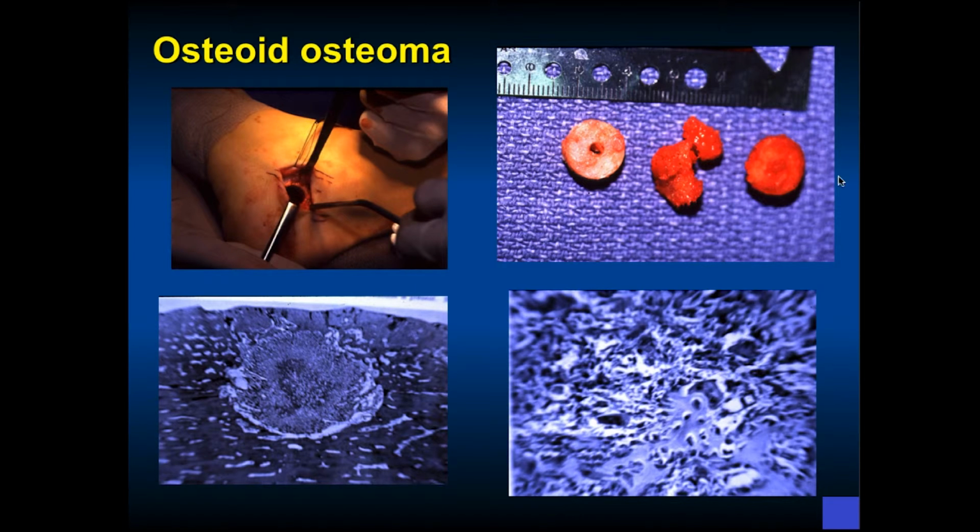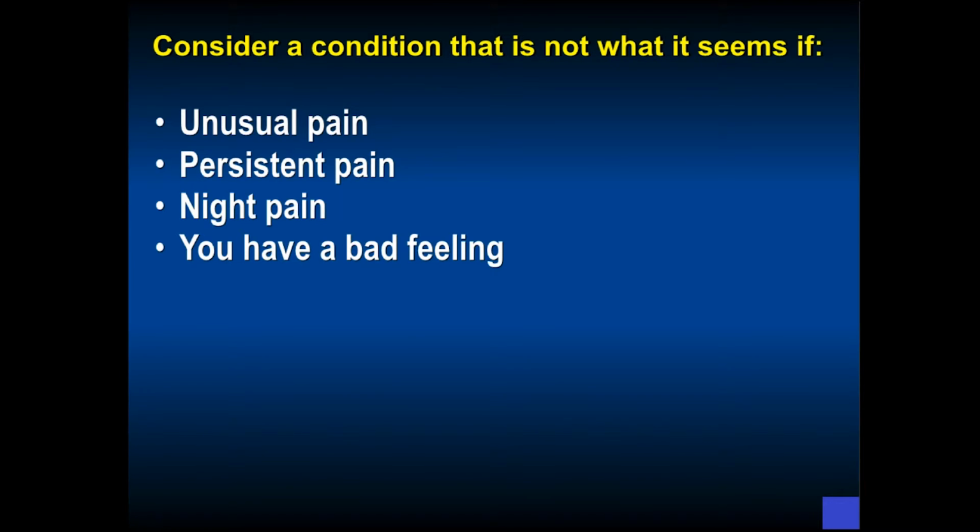A Cloward drill was used to take this tumor out, and this has been called cherry caviar, so soft on the inside. This is the cortical bone. Didn't bone graft him, he ended up doing fine. This is what the classic osteoid osteoma looks like. And his excisional biopsy was successful, pain went away, and he was able to sleep. Consider a condition that is not what it seems if it's a bit unusual, persistent pain, night pain, or you just have a bad feeling, and those are the individuals that I would work up appropriately with advanced imaging after the plain films.